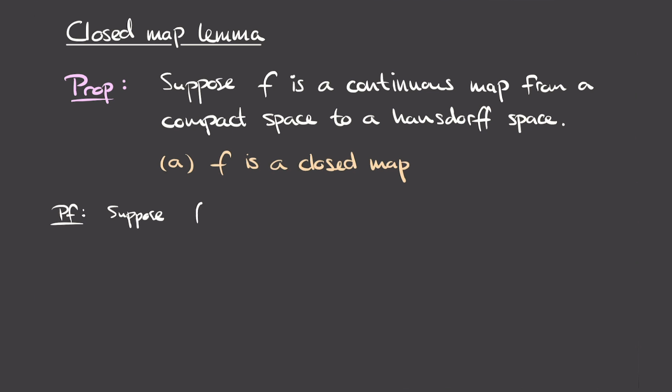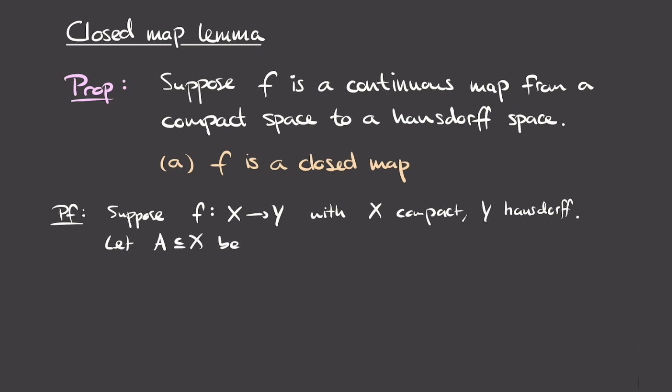So we're going to suppose that F goes from a space X to a space Y, with X being compact and Y Hausdorff. And of course, F is continuous. Now our goal is to show that F is a closed map, which means that it takes closed subsets in X to closed subsets in Y. Hence we will let A be some closed subset of X. And now we need to show that its image, f of A, is closed in Y.